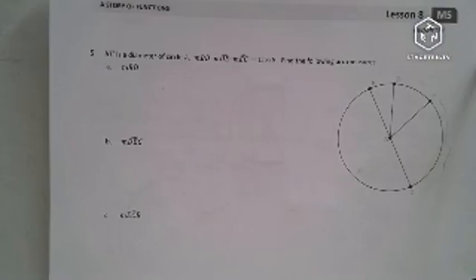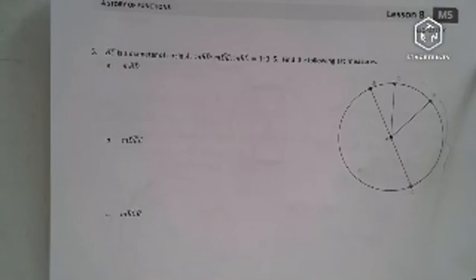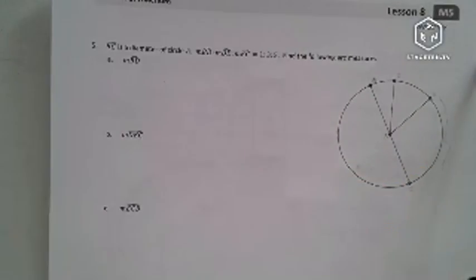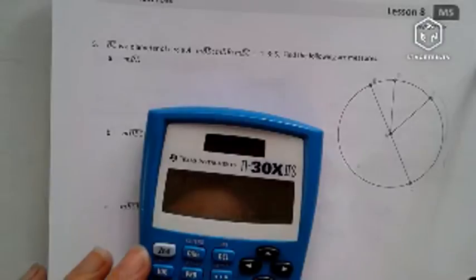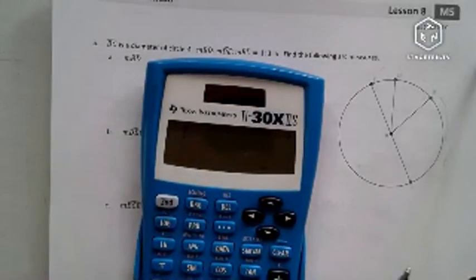Okay, so then what's the measure of, I'm getting a new color here, ECB. ECB here. Well, we know that BC is the diameter, right? So that's 180 plus 100 would be equal to 280 degrees.